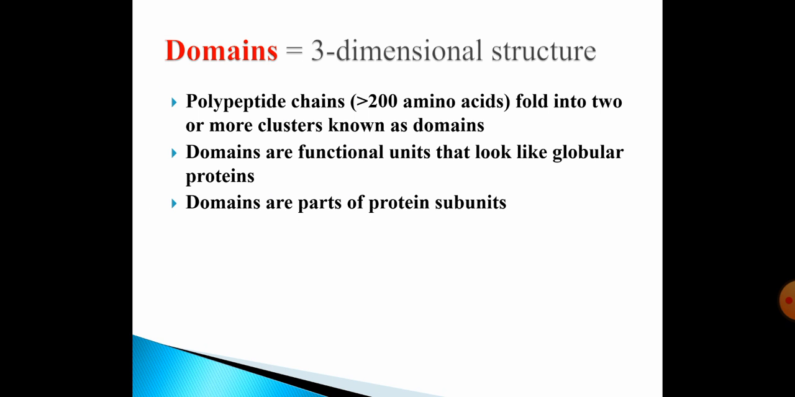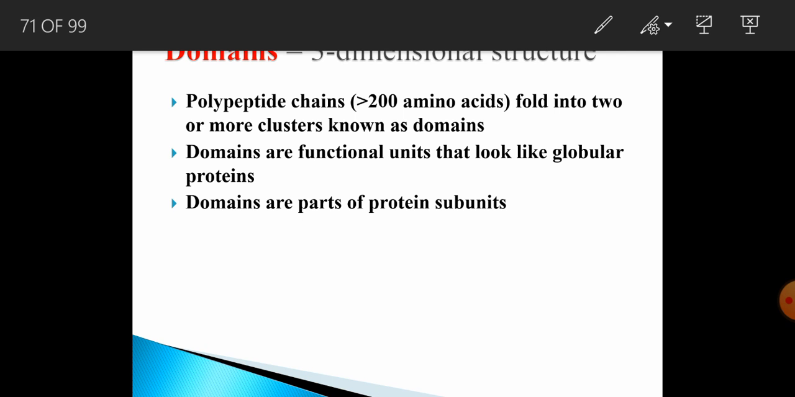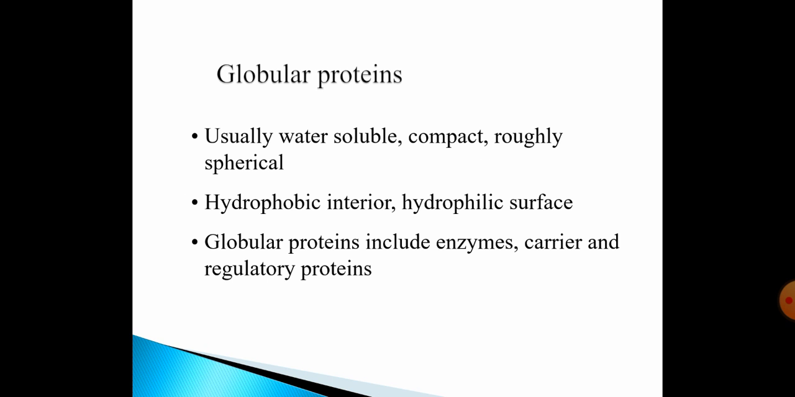Domain: the three-dimensional structure where a polypeptide chain folds into two or more clusters known as domains. Domains are functional units that look like globular proteins. Domains are part of a protein subunit. It's a subunit, exactly. The domain is very important in the function of the protein, and that is examined in the globular protein. Globular proteins are usually water soluble, compact, roughly spherical, with a hydrophobic interior and a hydrophilic surface. Globular proteins include enzymes, carriers, and regulatory proteins.